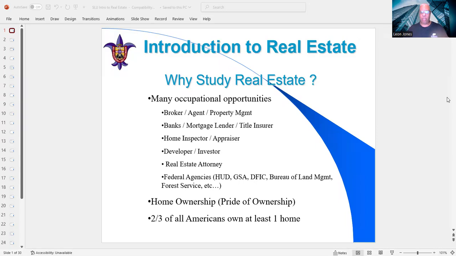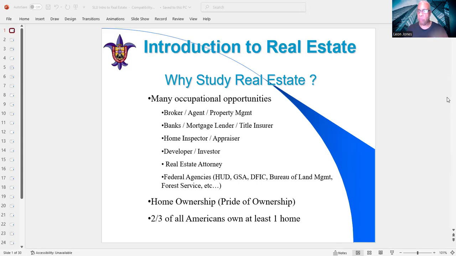And why should we study real estate? Well, with real estate, and something that I want to go into as well, there are many occupational opportunities. Everybody thinks real estate is just selling houses. Oh, it's a lot more. There are a lot of areas that you can go into when it comes to real estate. And here are some of the opportunities.